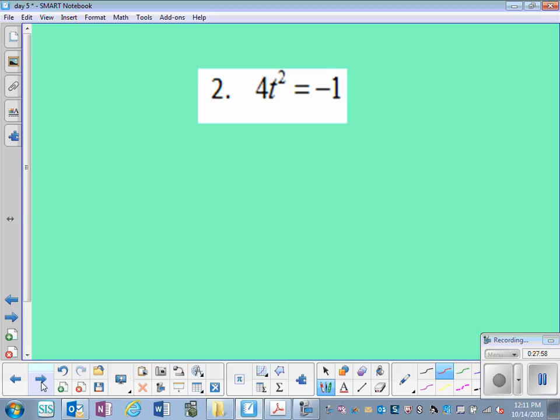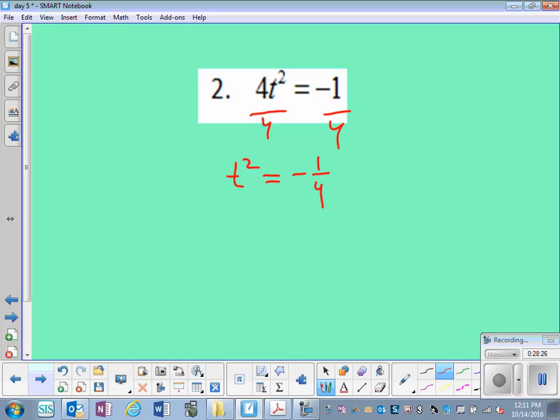Okay, so who will help me? I'm sorry, I'm forgetting to turn it off and on. Okay, so what do we do first? Jacob, what do we do first? We can divide by 4 to get rid of everything but the square. So I have t squared equals negative 1 over 4. Second. Now what?